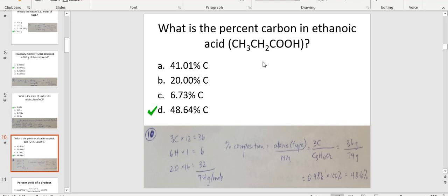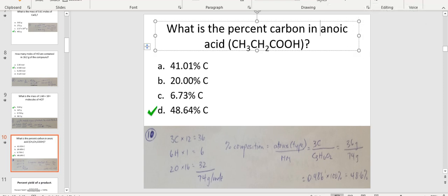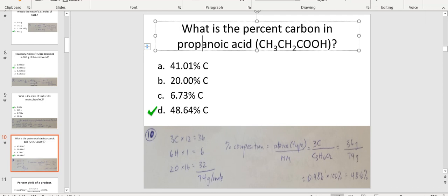Oh, this is not ethanoic acid, this is propanoic acid. I thought that looked funny. I'm going to change that right now. Propanoic acid. The molar mass of propanoic acid is 74 grams per mole.